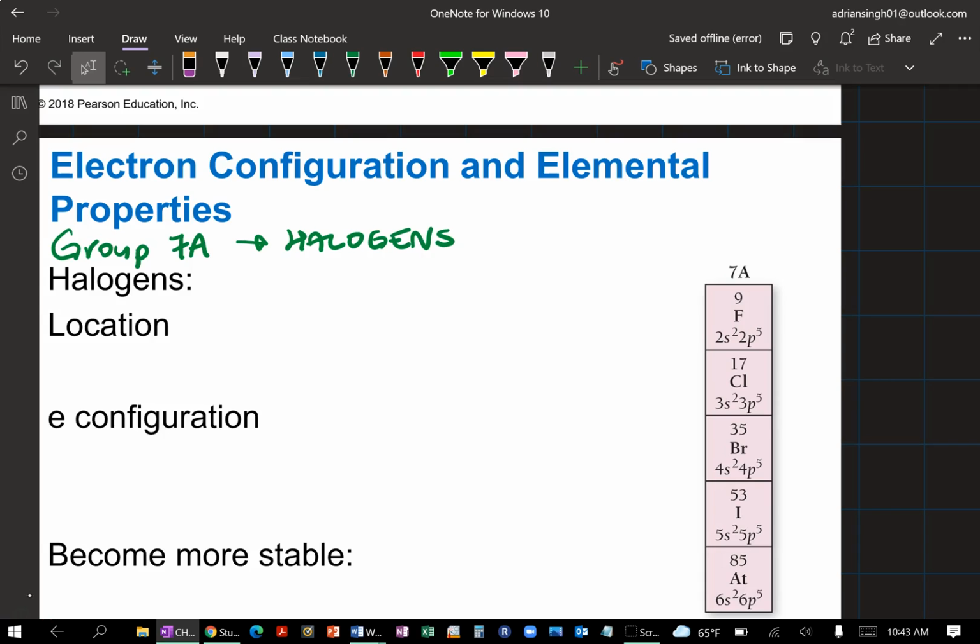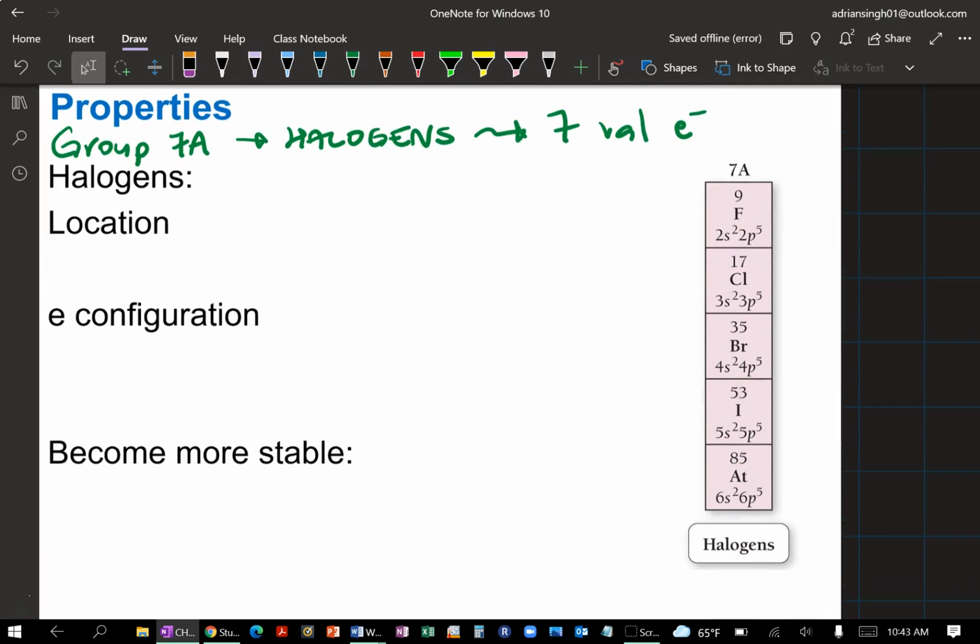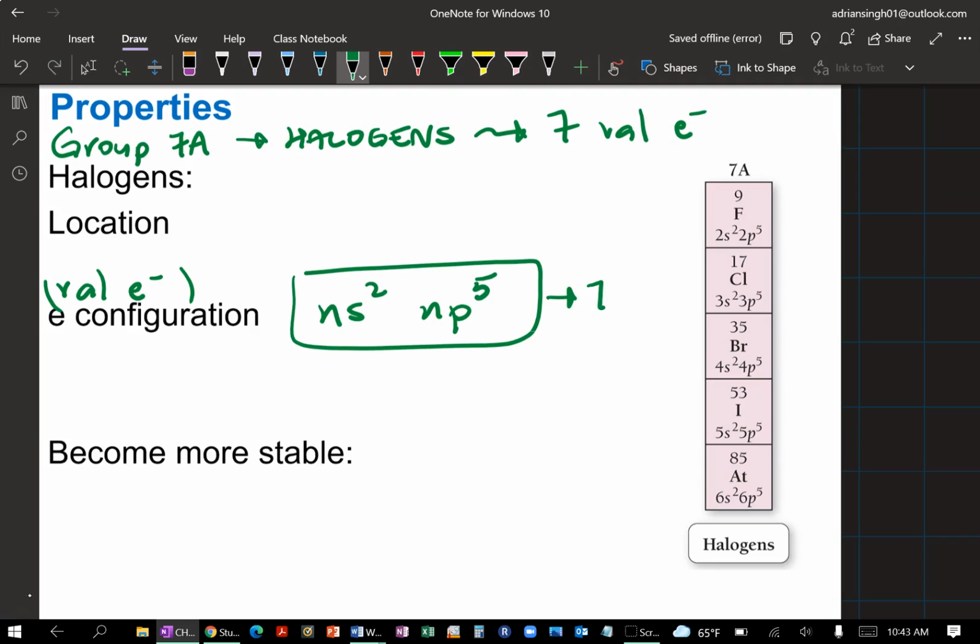Okay, so because they are in group 7, the group number is going to tell us how many valence electrons they have. They're going to have 7 valence electrons, and their valence electron configuration, to be more specific, is going to look like this. It's ns2, so 2 electrons in the highest energy level, and then np5, so 5 electrons in that p sublevel, and 2 electrons in the s sublevel for the highest energy level. So if we add these together, we get 7 valence electrons.